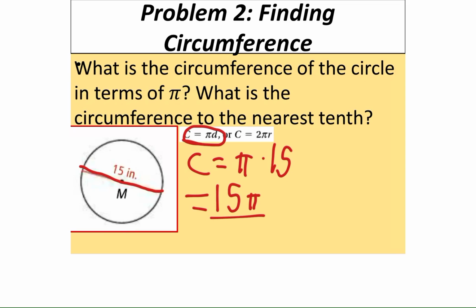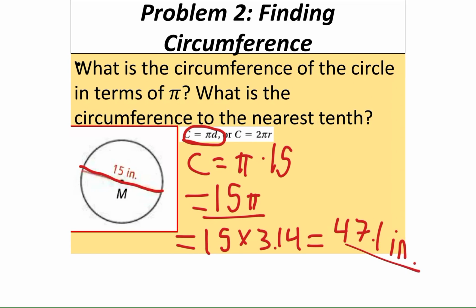To find the answer to the nearest tenth, you're going to multiply 15 times pi. Now, if your calculator has a pi button, you can use it. If not, that's okay. You can always use the approximation for pi, which is 3.14. So 15 times 3.14 is, to the nearest tenth, about 47.1. So the circumference to the nearest tenth would be 47.1 inches.